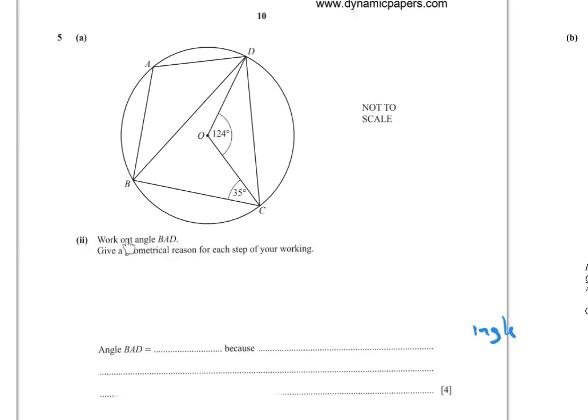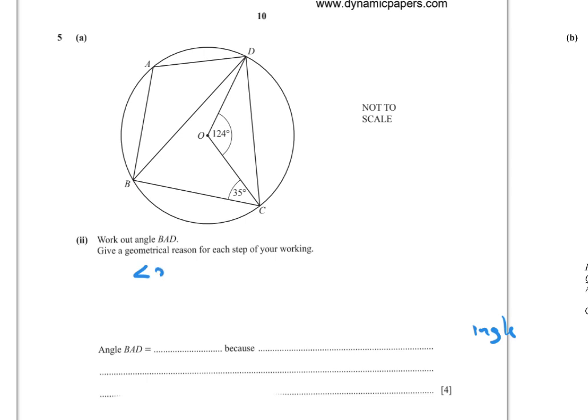Work out angle BAD. Give a geometric reason for each step of your working. To find angle BAD, we need to find angle BCD because it's a cyclic quad and the opposite angles in a cyclic quad add up to 180. To find angle BCD, we need to find angle OCD.